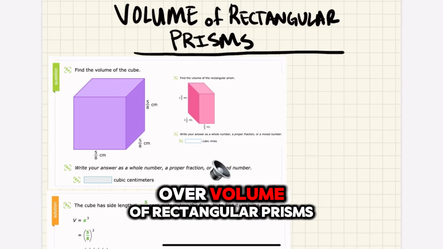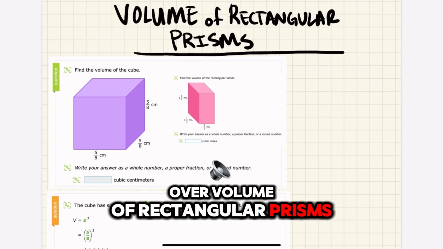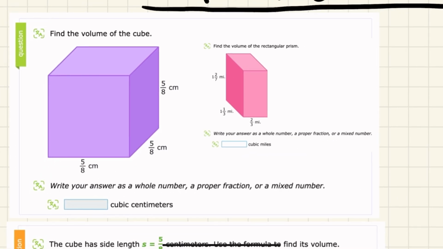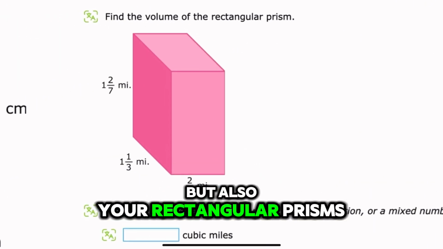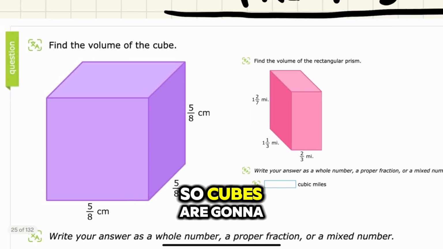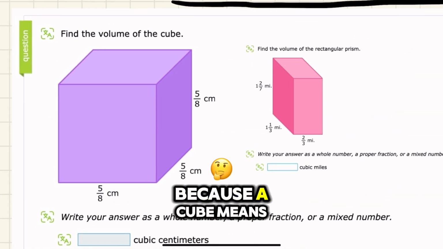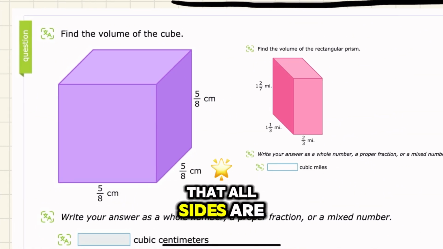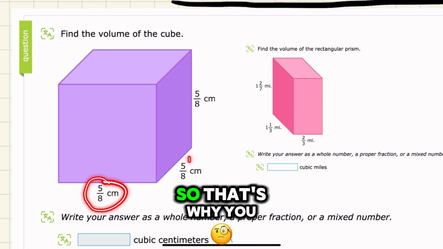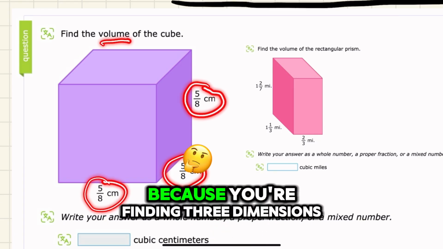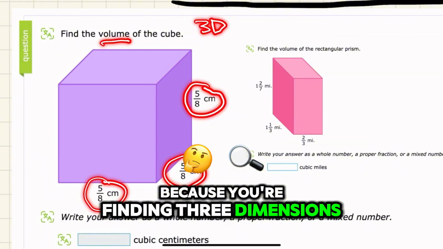So we're going to go over volume of rectangular prisms. This is going to include not only your cubes, but also your rectangular prisms. Cubes are going to be one of the easier ones to calculate because a cube means that all sides are going to be equal. That's why you have three sides when you're finding volume, because you're finding three dimensions.